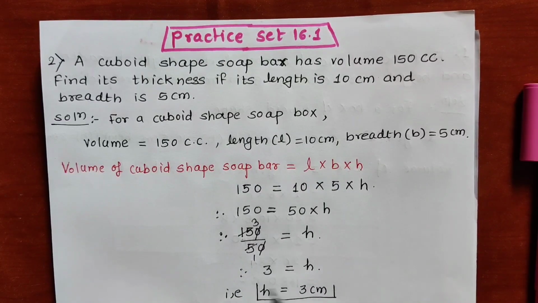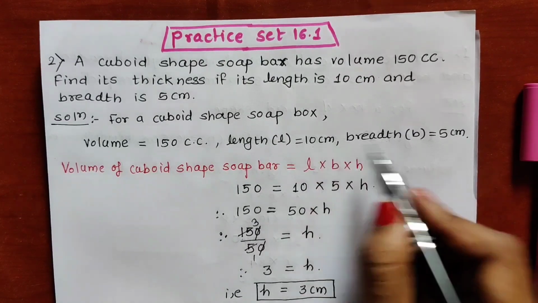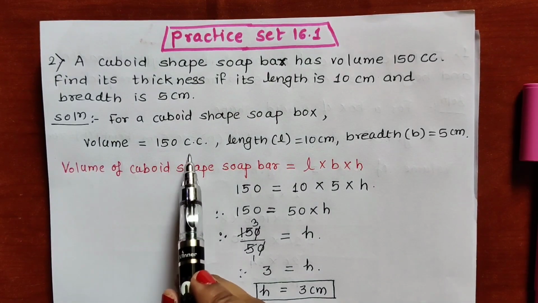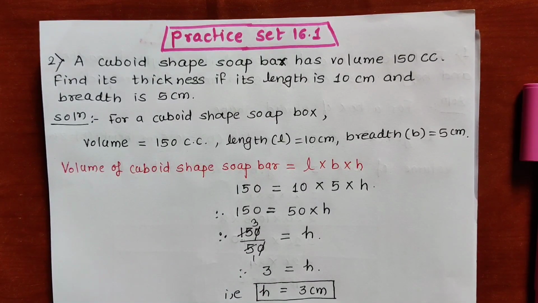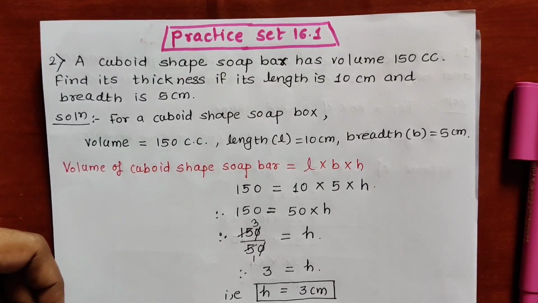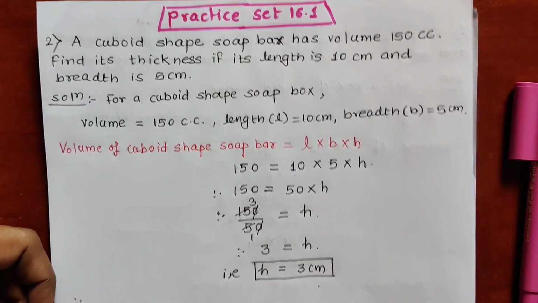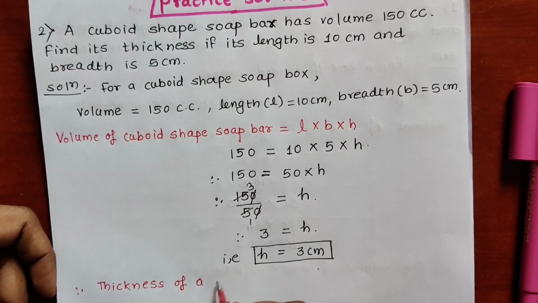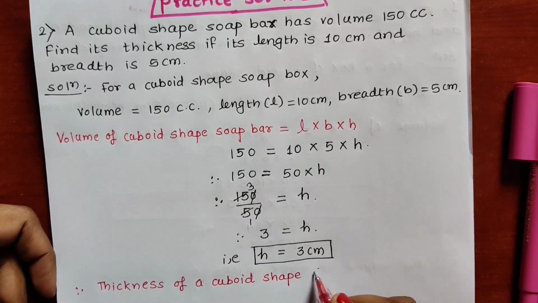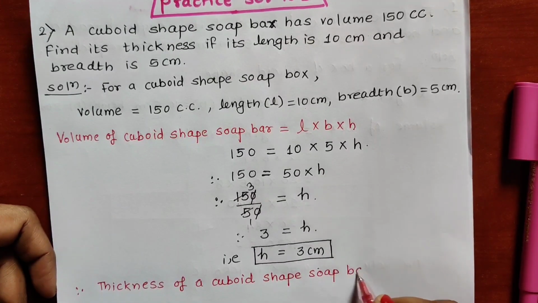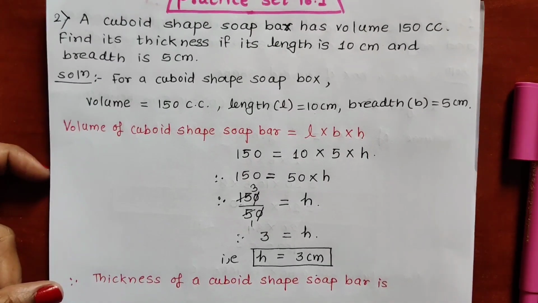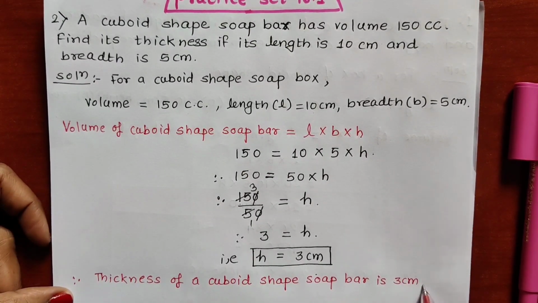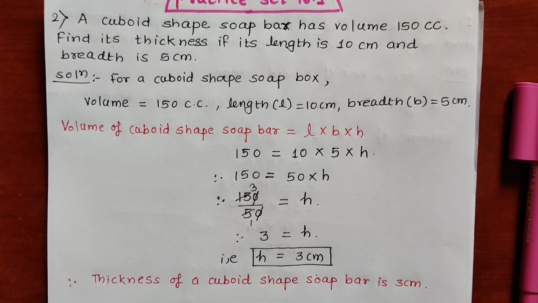Height is in centimeter because length and breadth is given in centimeter. That's why height will be in the centimeter and volume is cc, that means cubic centimeter. So therefore write the answer statement. Therefore thickness of a cuboid shape soap bar is 3 centimeter. In this way we have to write the answer statement also.